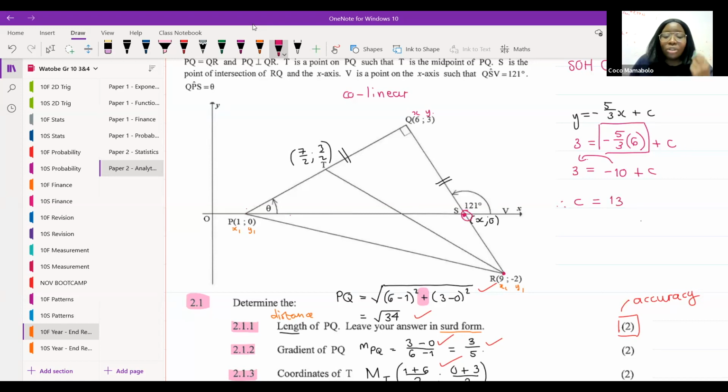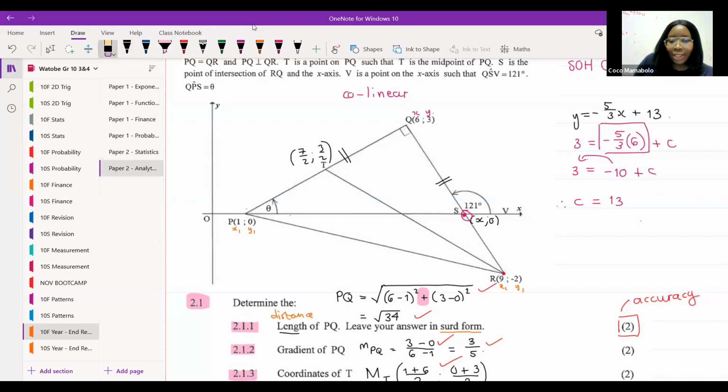So we can then go into our formula and substitute that with 13. There, so that's the equation of our formula: y is equal to negative 5/3x plus 13.